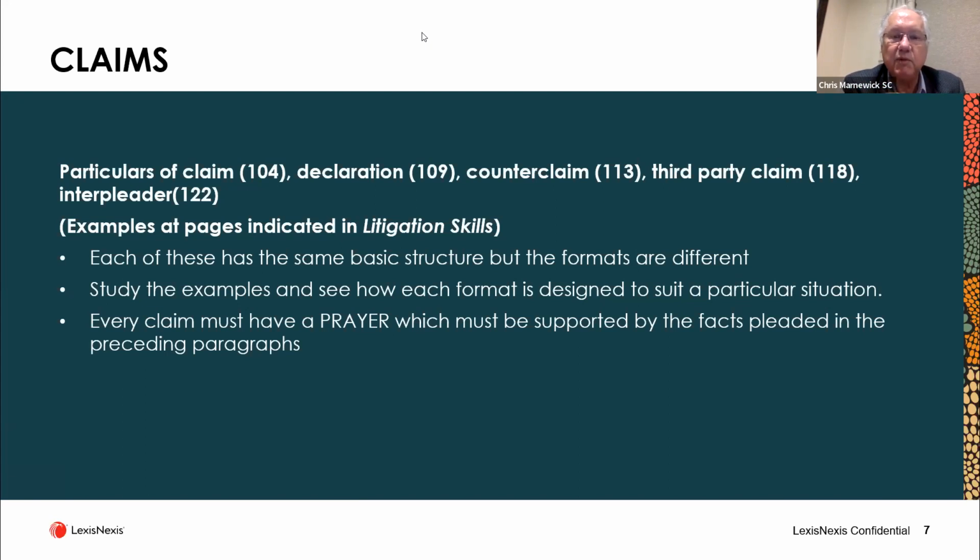In the meantime, remember, there must be a prayer, and the prayer must be supported by the facts pleaded in the preceding paragraphs. You cannot ask for something in the prayer which is not justified by the facts that have been pleaded.